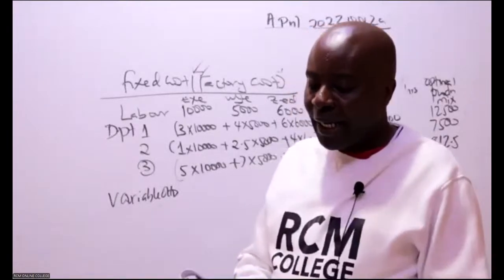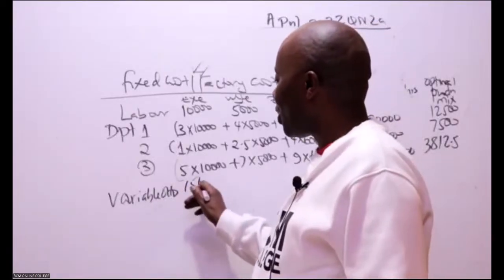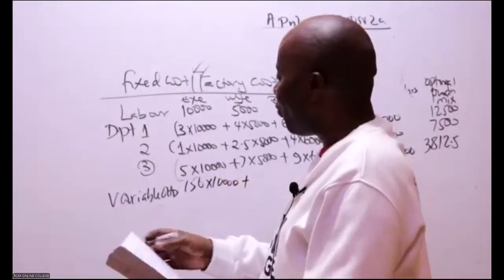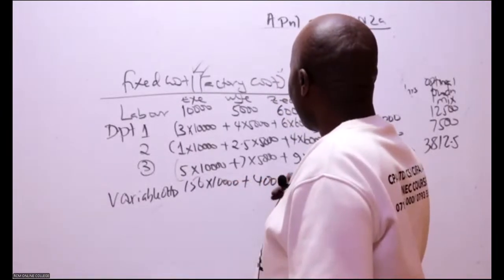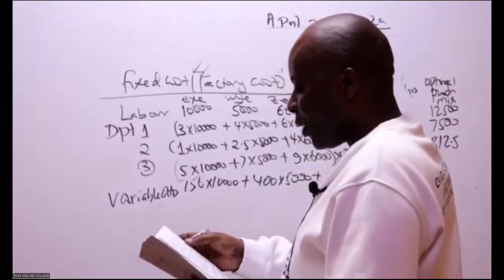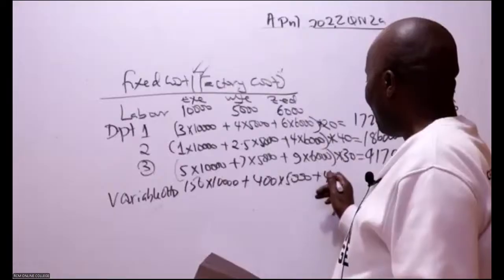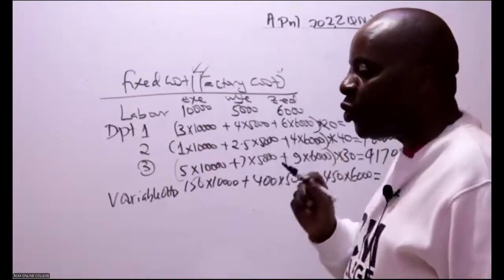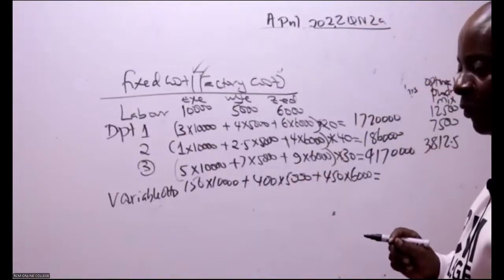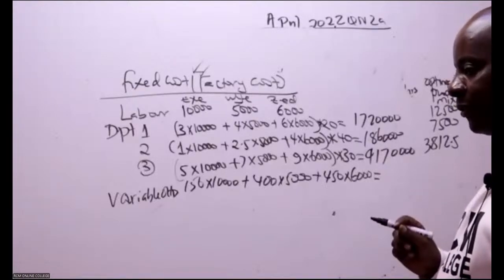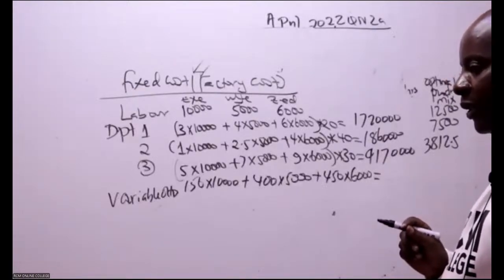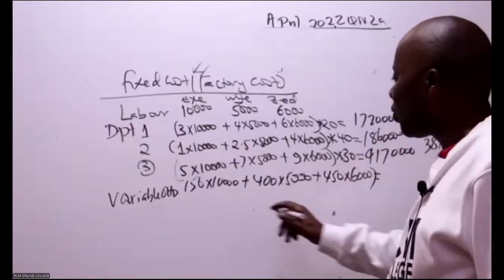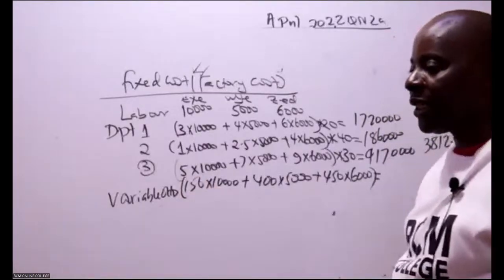The variable overheads, I can see there 150 per unit, Kenya shillings, so times 10,000 for X. Plus I can see variable overheads there, 400 times 5,000, plus we have here 450 times 6,000 units, because the figures given there are for each unit. So I need to multiply them with the number of units. So is there somebody who can be gracious enough to give us the total variable overheads, please?